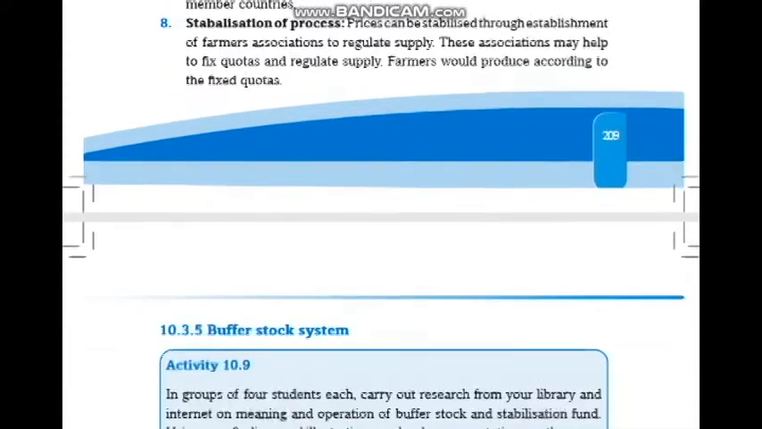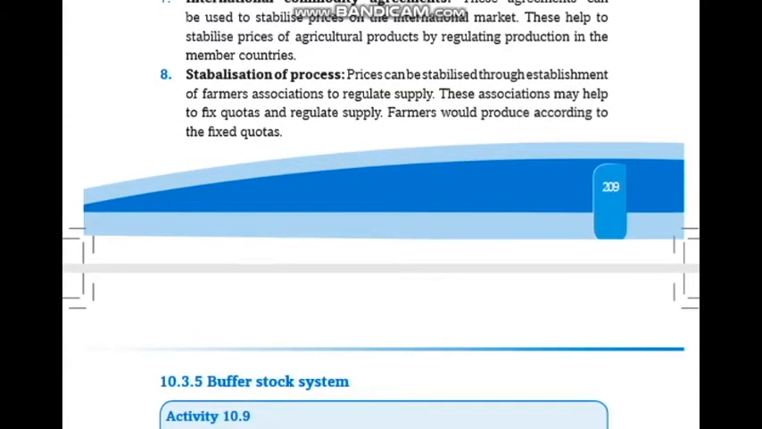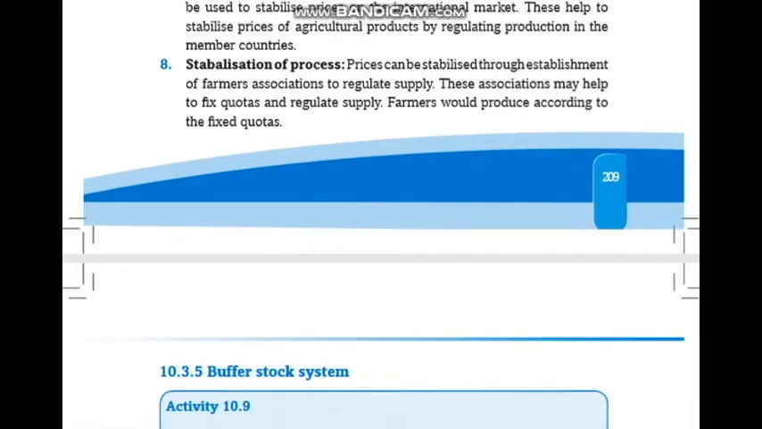Number 8, stabilization of prices. Prices can be stabilized through establishment of farmers associations to regulate supply. These associations may help to fix quotas and regulate supply. Farmers would produce according to the fixed quotas.